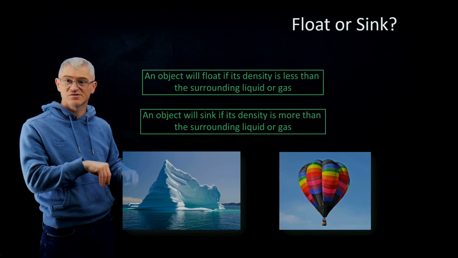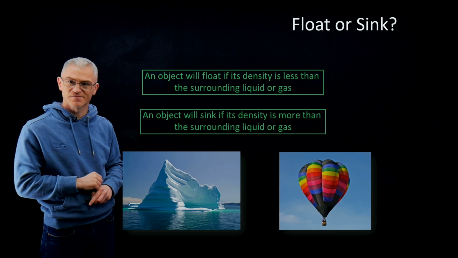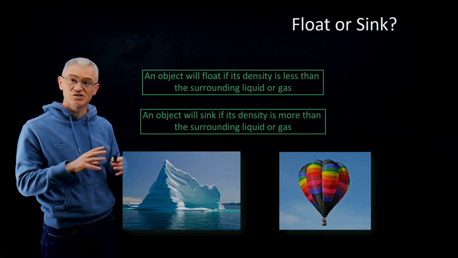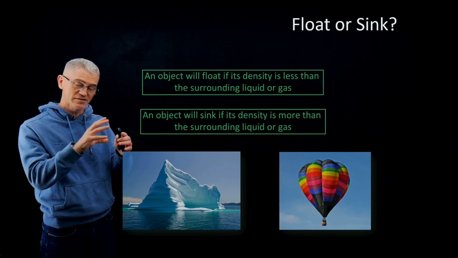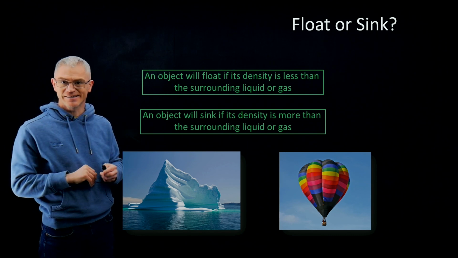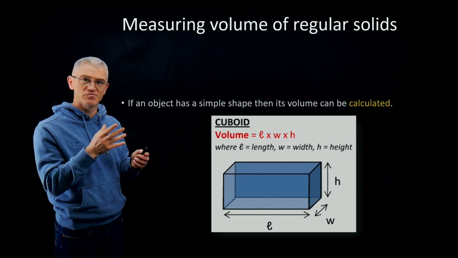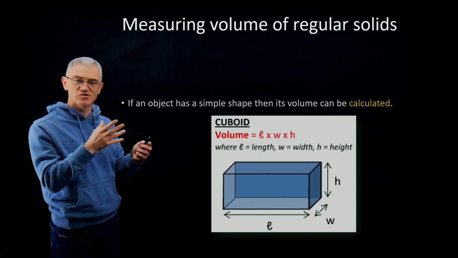So if you drop a piece of metal into water, generally that metal will sink because it's more dense than the water itself. And the density usually goes from solids, liquids to gases. So more dense in the solid, less dense in the liquid, and even less dense in the gas. So very simple. Measuring the volume, we're just going to go through a couple of measuring volume slides.